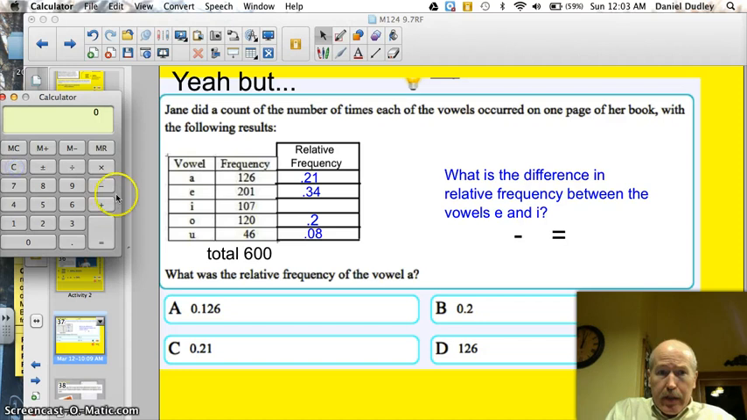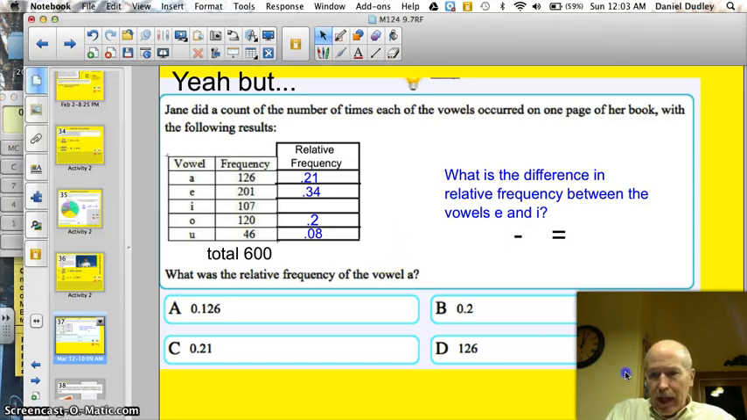So let's get my calculator here. We had 107 I's, so let me clear it one more time. 107. I need to divide that by a total of 600 again, just like a fraction. I get a total of 0.178. Well, I'm going to round that to the closest hundredth, so that would be 0.18. So now I've got my chart complete. I've got all the relative frequencies here.